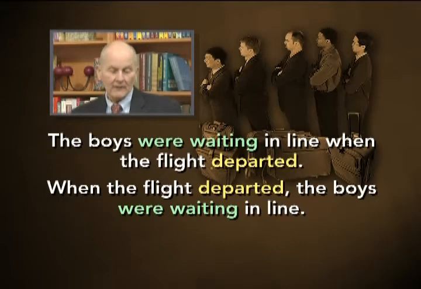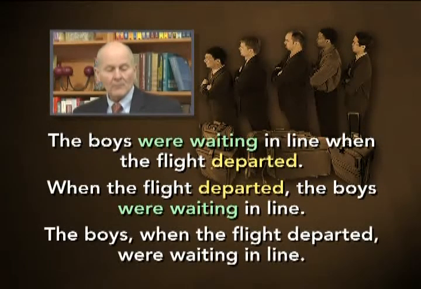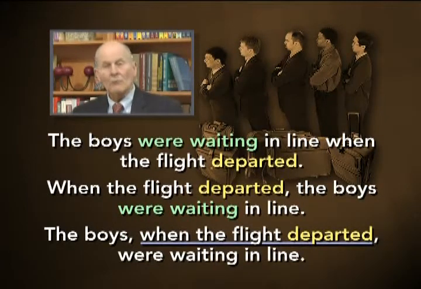Only the sequence of the clauses is different in each sentence. Sequence means order. Now, look at the third sentence. The boys, when the flight departed, were waiting in line. The difference here is that one clause is placed inside another clause. In fact, the main clause, or the main action of the sentence, is interrupted by the when clause. Listen to my voice when I say it again. The boys, when the flight departed, were waiting in line.